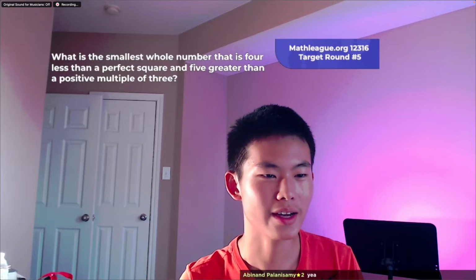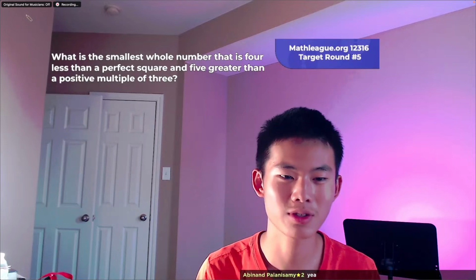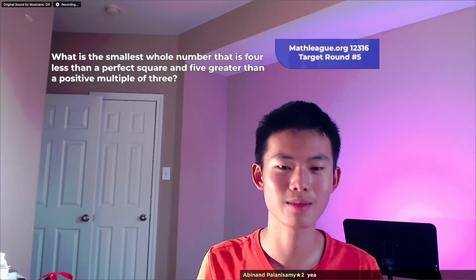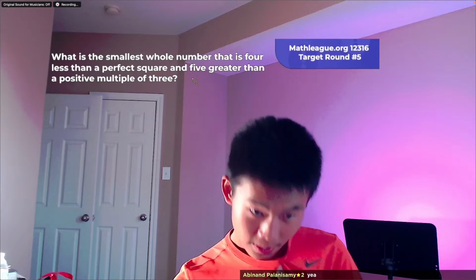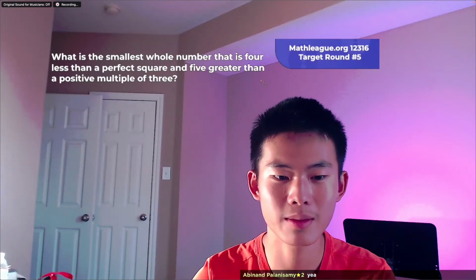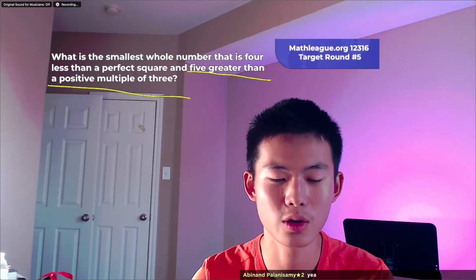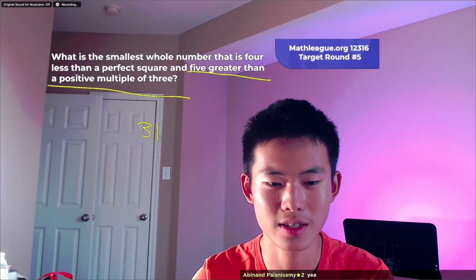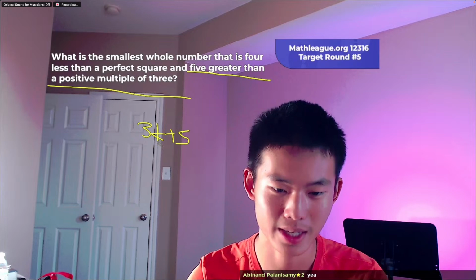Yeah, that's great. Now we can move on to the other target round number 5, which is the smallest whole number that is 4 less than a perfect square and 5 greater than a positive multiple of 3. So this part is interesting, 5 greater than a positive multiple of 3. So this means that we can write this whole number as 3k plus 5, because it's 5 greater than the multiple of 3, and k is going to be some integer.